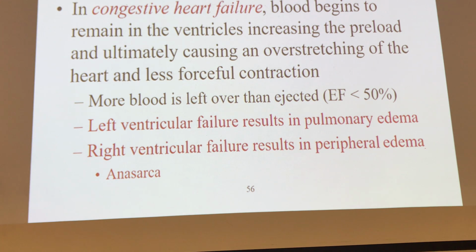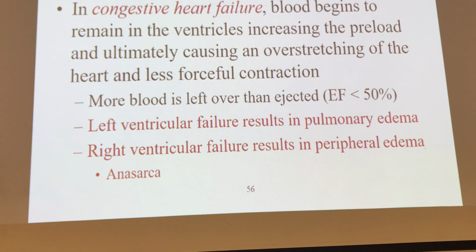Right? Left ventricular failure results first in pulmonary edema. Why? Because blood always pools from that area that fails first. So if your left ventricle fails, that blood starts to pool in the left ventricle. Then the left atrium starts to pool with blood because you can't eject it all. And then the pulmonary veins start to pool with blood. And that's where we get the pulmonary edema.